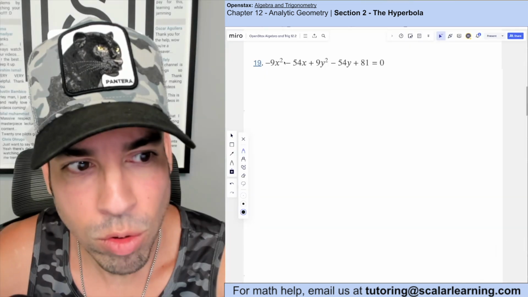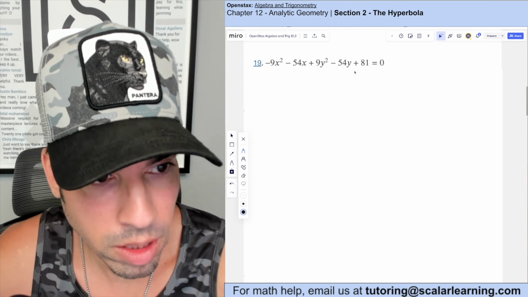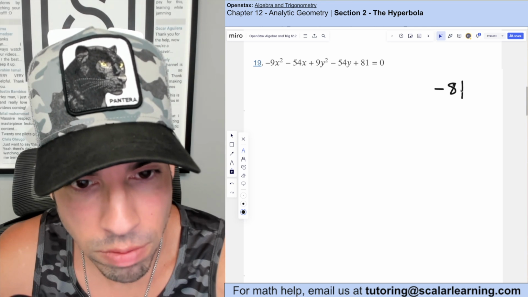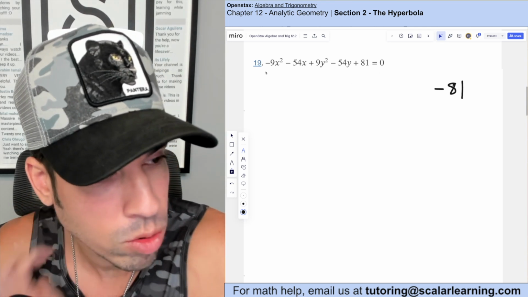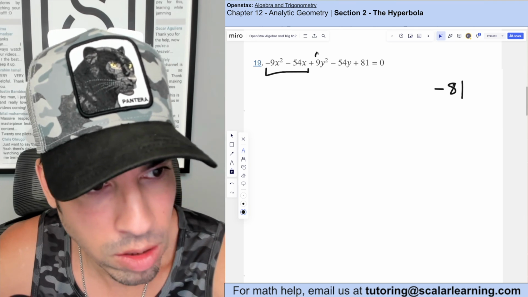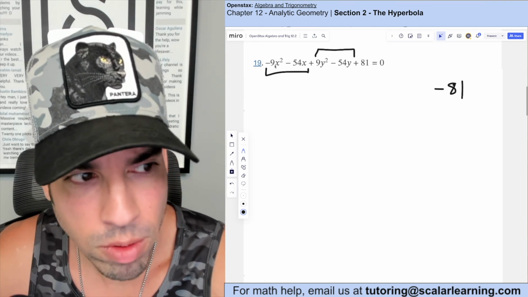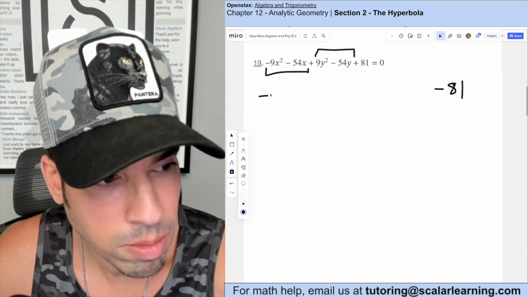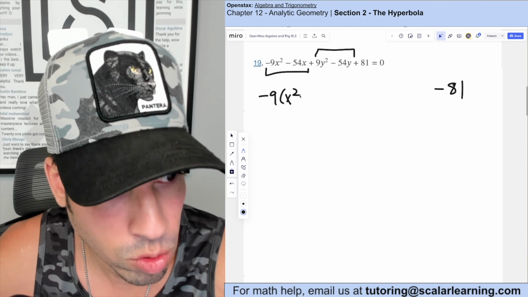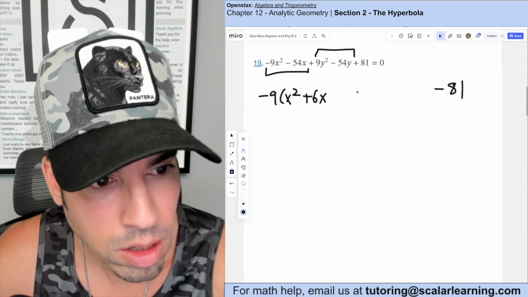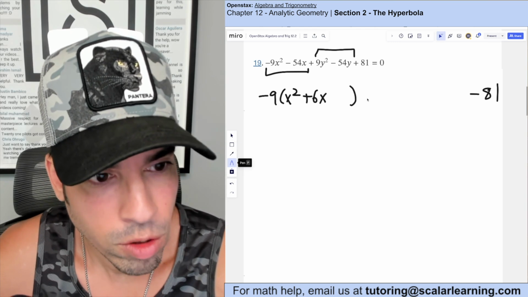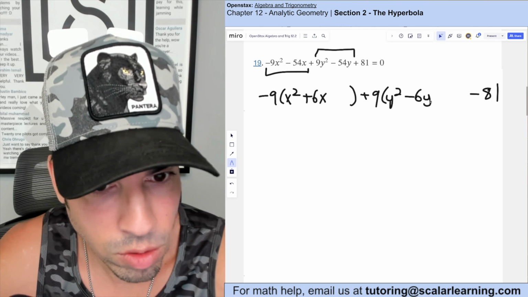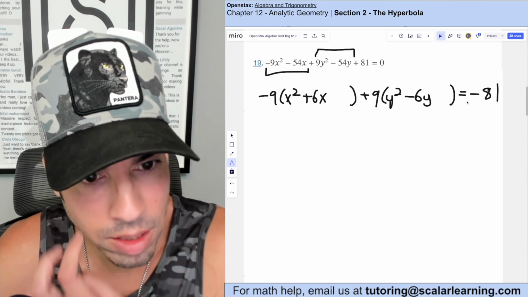Done. All right, so for this one, before we can begin anything, we need to get it into our standard form. So the way we're going to do that is I'm going to start by subtracting 81 from both sides, and then I'm going to do a little grouping. I'm going to group these two together, and we're going to factor out the leading coefficient of that x squared and y squared. So here, it's going to be a negative 9, and then we got x squared plus 6x. Okay, and we're going to leave a little bit of room. And then over here, we're going to factor out a positive 9, and then we got y squared minus 6y, and then again, a little bit of room, and set that equal to negative 81.